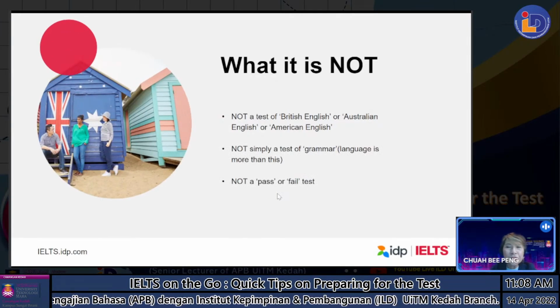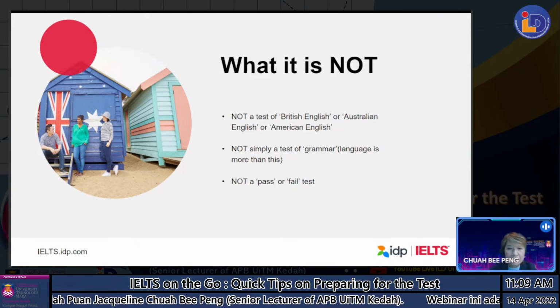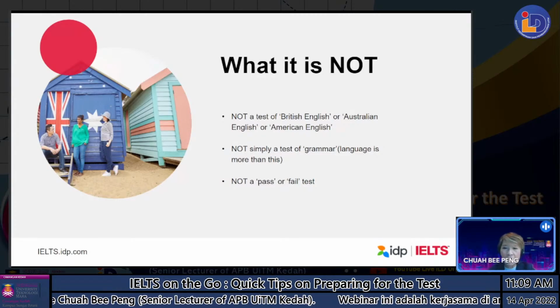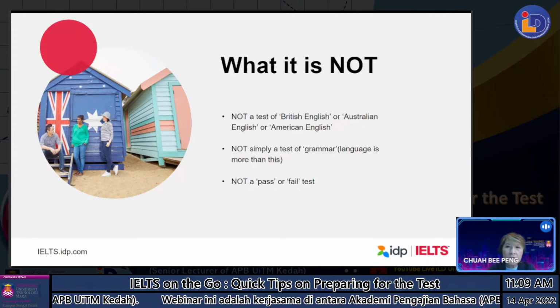So to ease your mind a little bit about IELTS, some of you are very concerned about, oh no, are they going to penalize me if I speak like a Kedahan, my English is Kedahan English or Singaporean English or Malaysian or Penang Guide English or whatever English. It is not a British English or Australian English or American English test. It's a global English test.